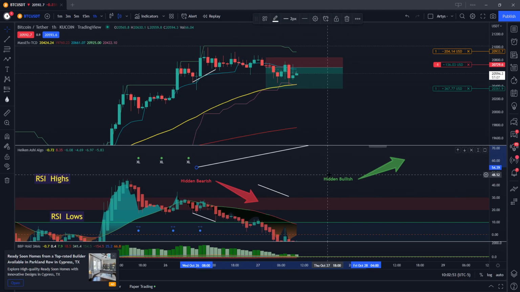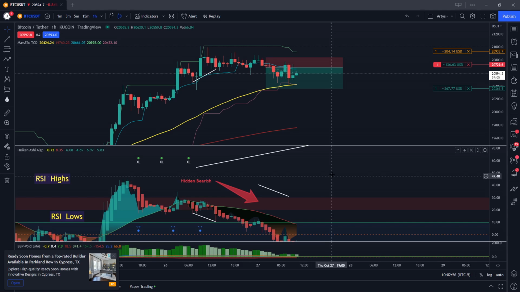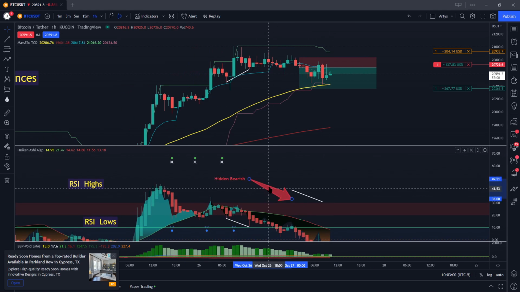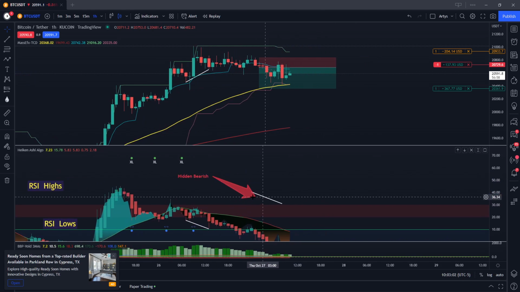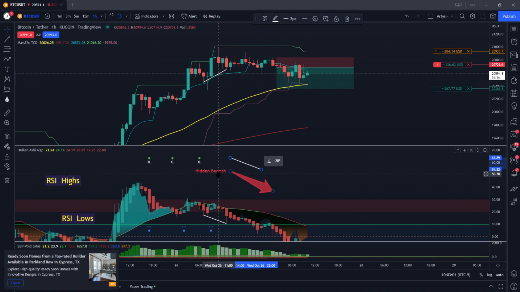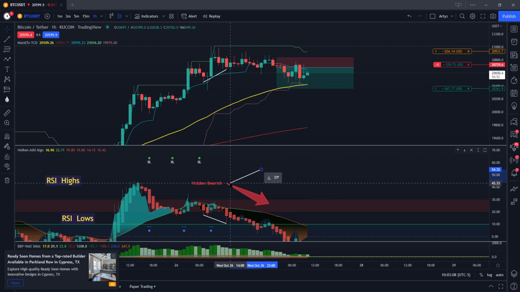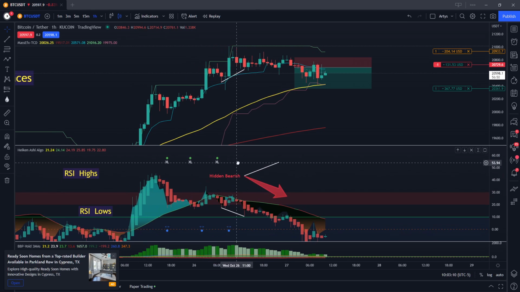Since we're not talking about hidden bullish, I don't want to put this up here. I don't want to confuse anybody. There, we get rid of that, and we're good. Now, hidden bearish divergence is when your RSI is doing this, but your price is doing this. That's it. Hidden bearish.